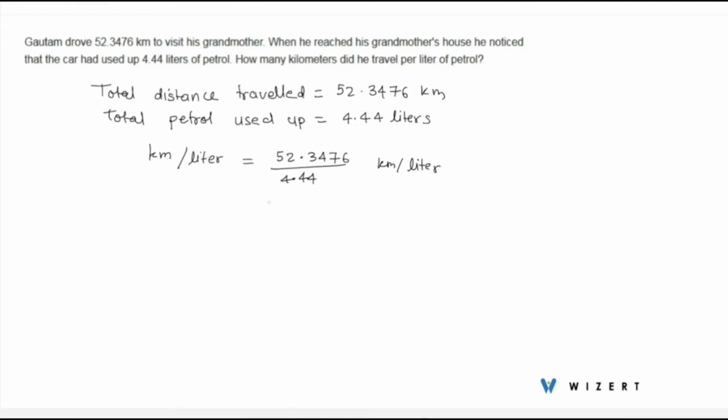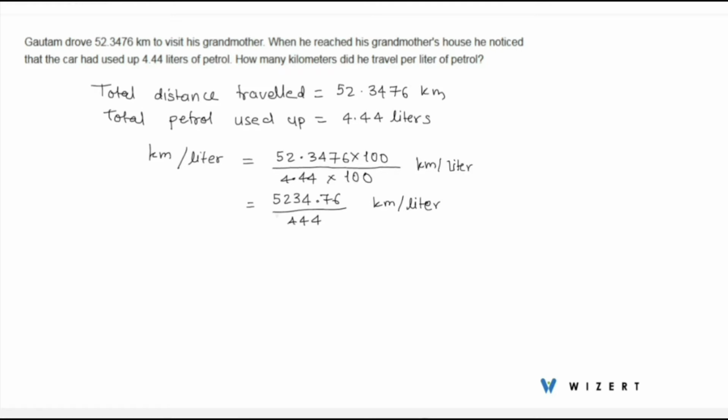So to do that, we simply first remove the decimal point from the denominator. To do that, we multiply both numerator and denominator by 100. So we get 5234.76 divided by 444, again kilometer per liter.